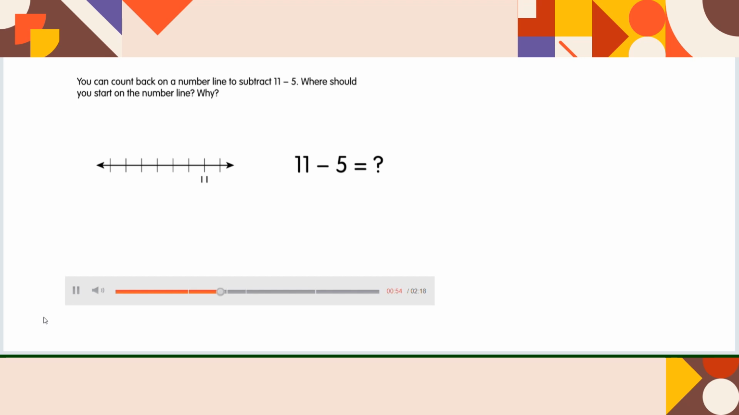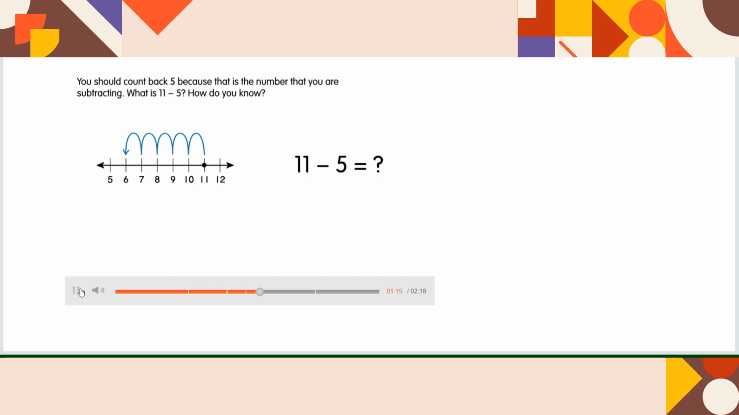Where should you start on the number line? Why? You should start at 11 because that is the number that you are subtracting from. How many should you count back? Explain. You should count back 5 because that is the number that you are subtracting.